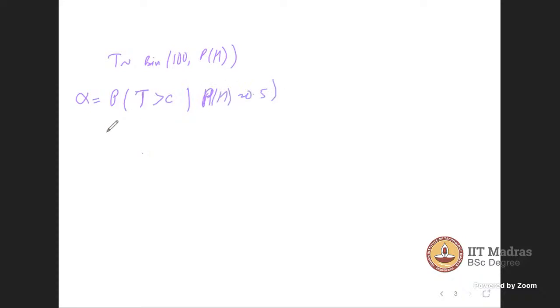Now T is binomial. So T will take values from 0, 1, 2, and so on, right? So T is the binomial random variable. So this we can write as NCK, where N is 100, P to the power K, with P as 0.5, times 1 minus P to the power N minus K. And K should vary from C plus 1 to 100, because T should be greater than C.